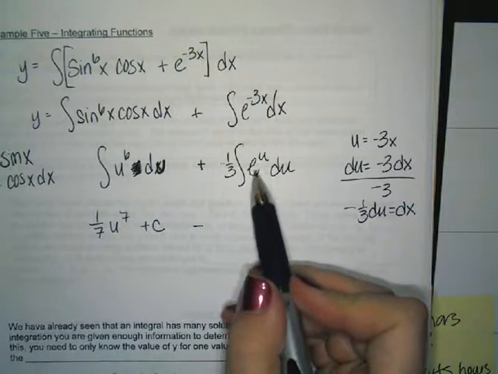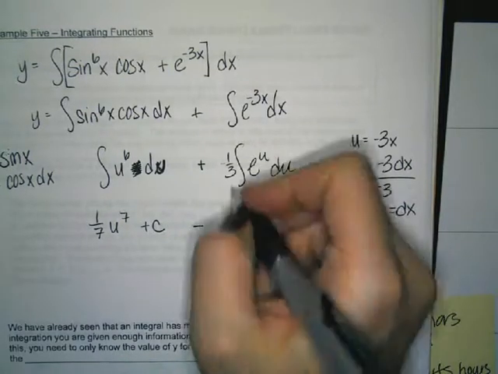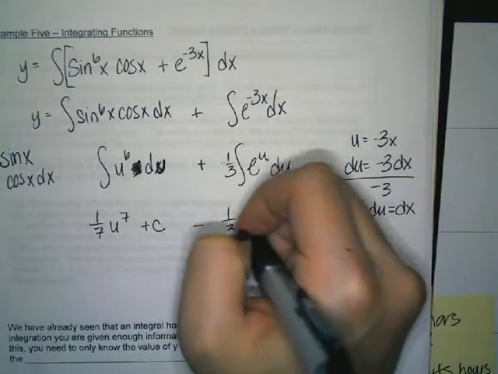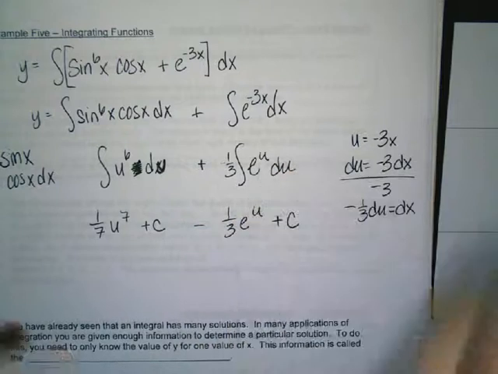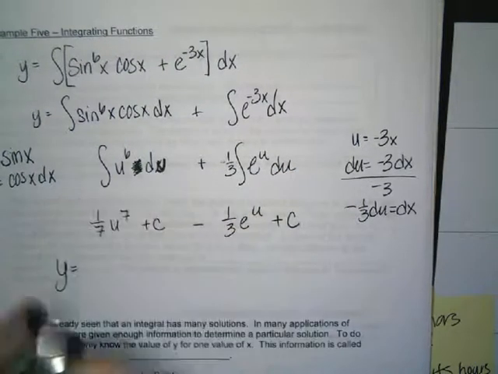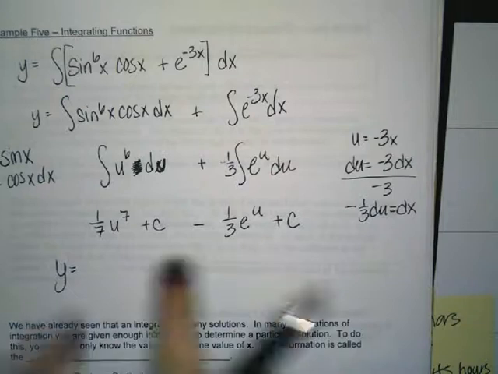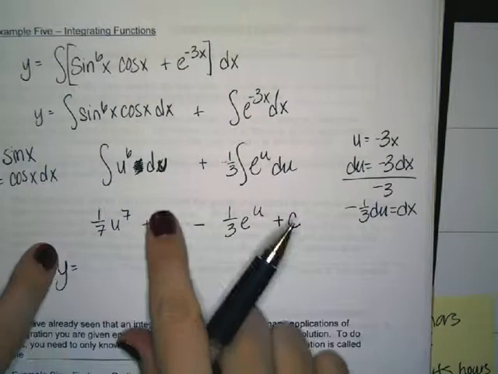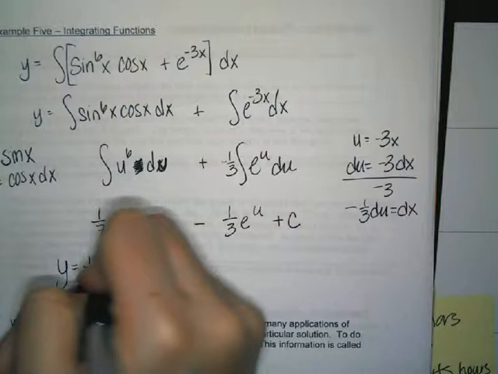And I'll tell you what to do with c here in a minute. And then over here, I have negative 1/3 e to the negative 3x. And then you just need 1 plus c, because essentially, whatever these two constants are, they would add together anyway to get just one value. So we just write it once.